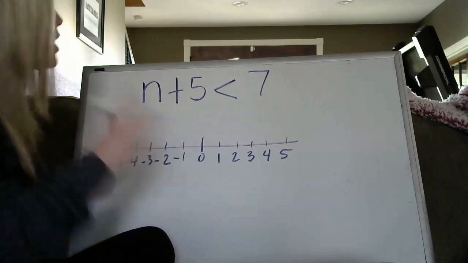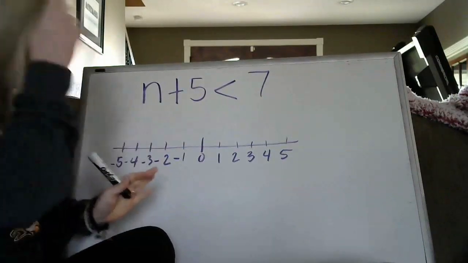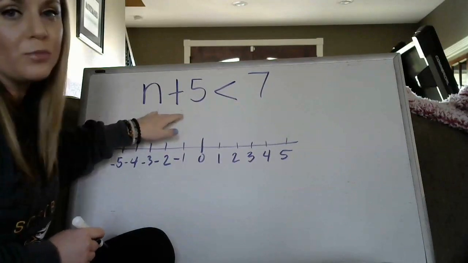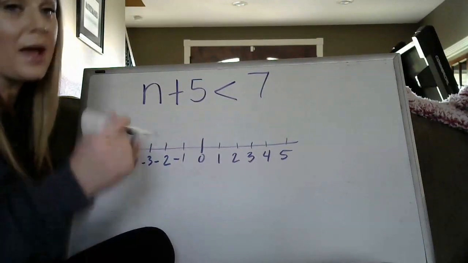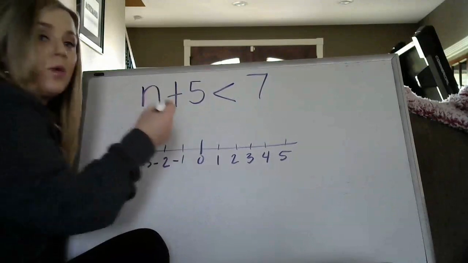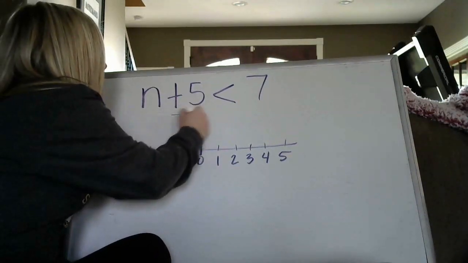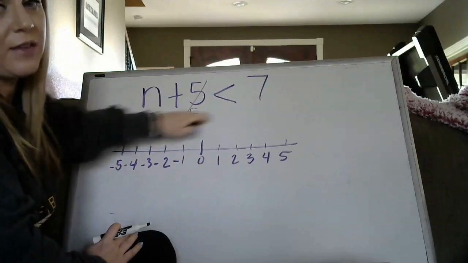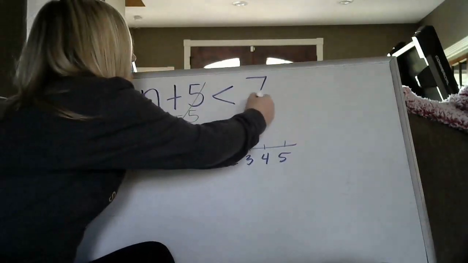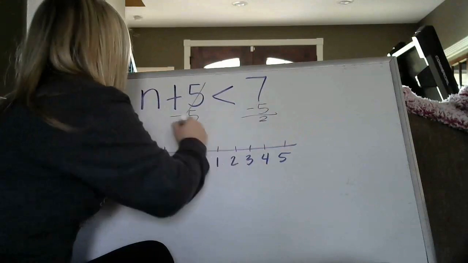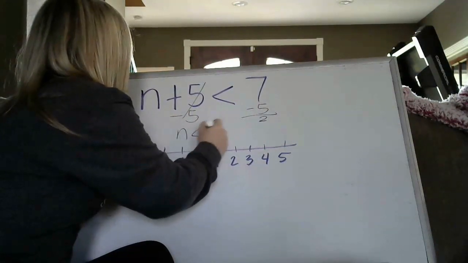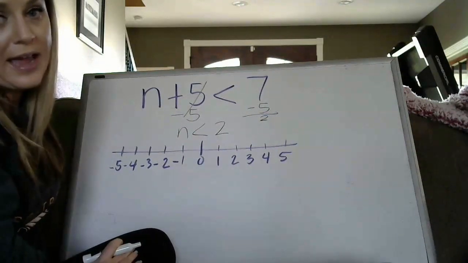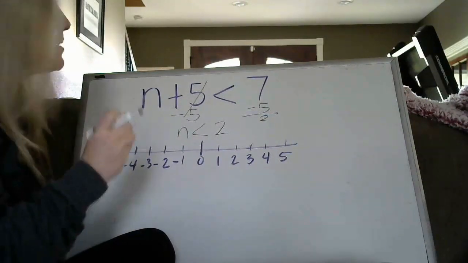All right, so we're going to solve for n, okay? So I'm going to subtract 5 over here, right? Because I'm adding 5 here, and I want to undo it. So I'm going to subtract 5, okay? Now, if I subtract 5 over here, I have to subtract 5 over here, which is 2. So it means n is less than 2, okay?